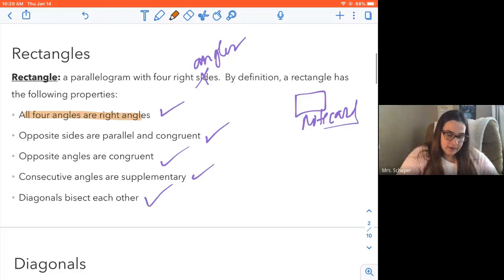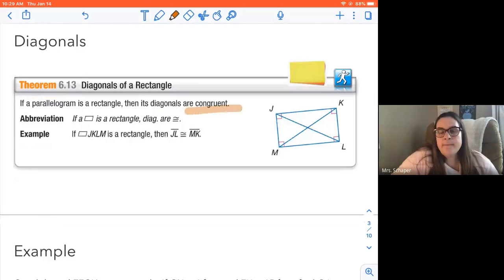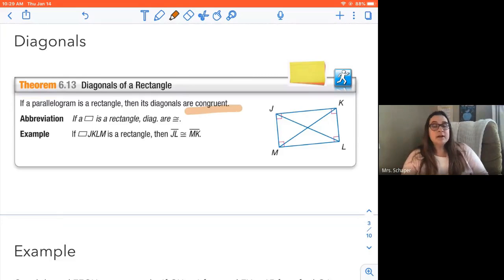All right, the diagonals in a rectangle are congruent. They are not in parallelograms. They are in rectangles. So that's something we want you to write down.